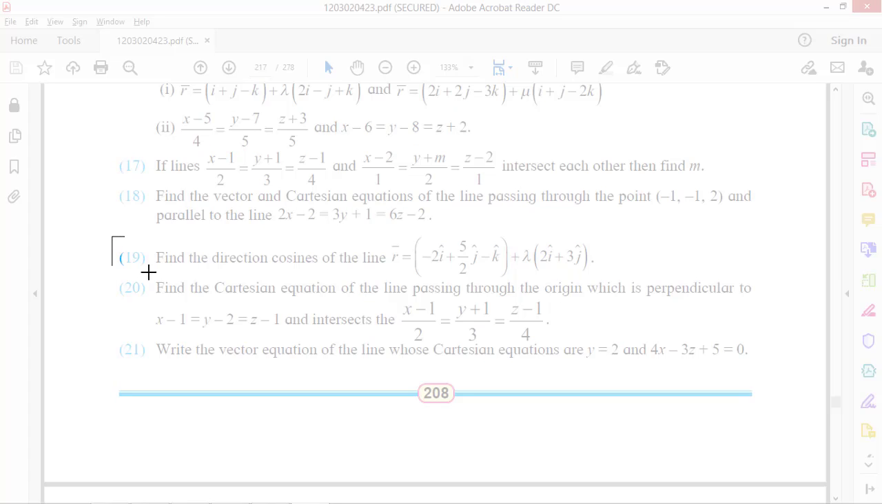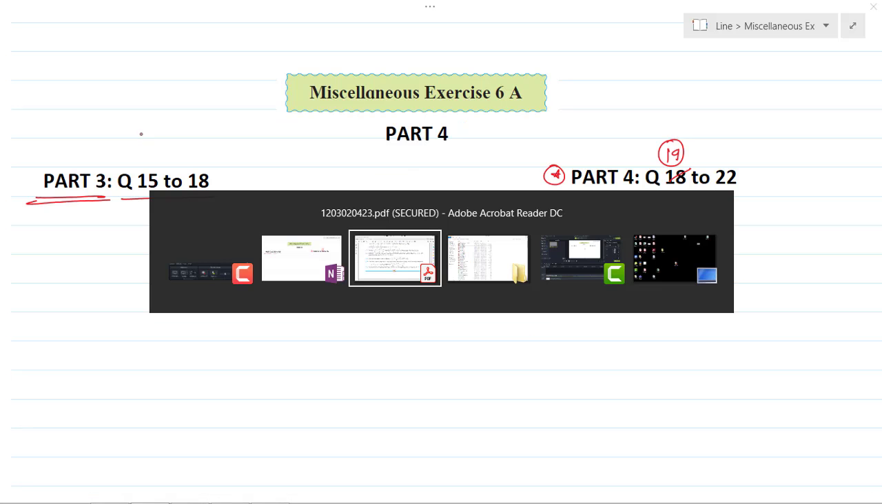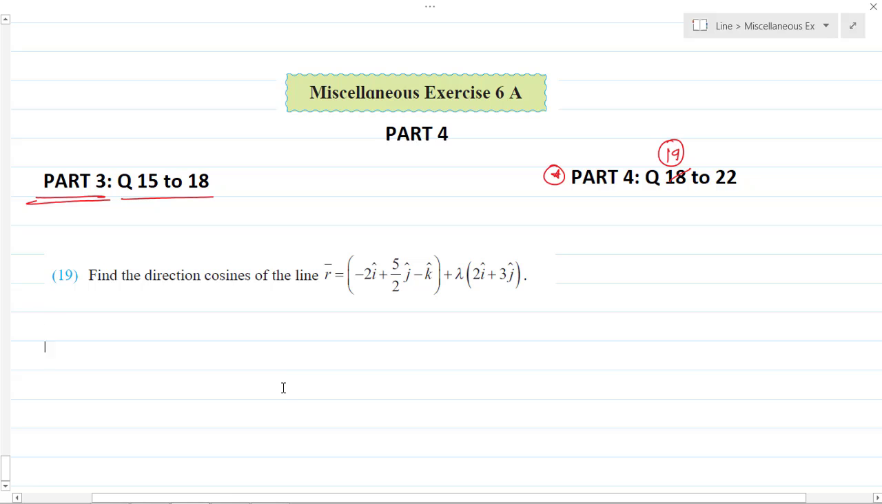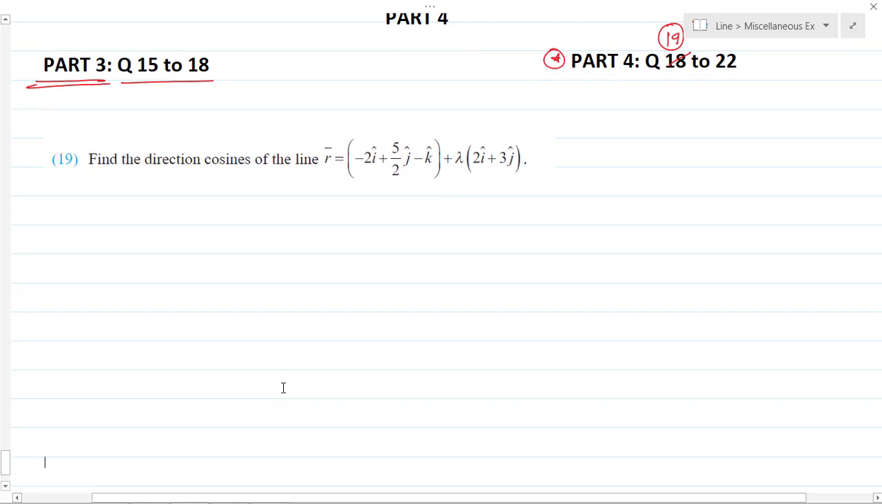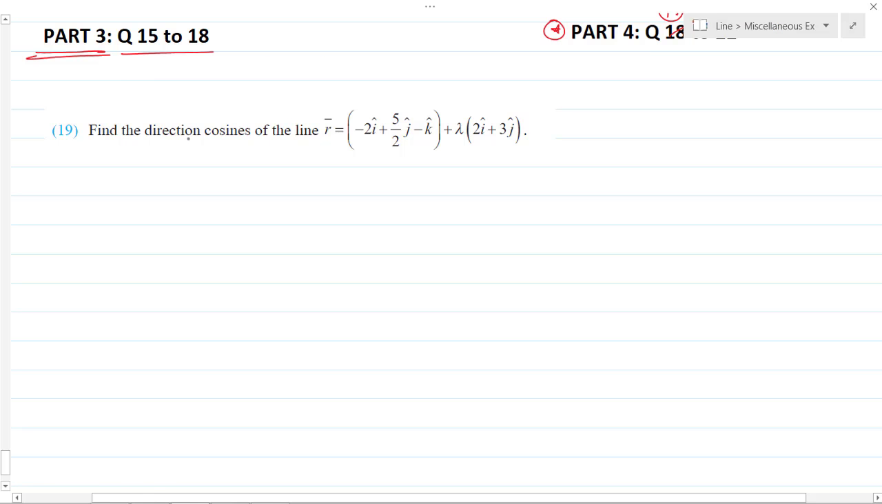It is the 19th question. It's a very simple question based on the basic principle which we have already seen: how to convert a vector equation to a Cartesian equation and a Cartesian equation to a vector equation. Let's see what the question is. Find the direction cosines of the line.